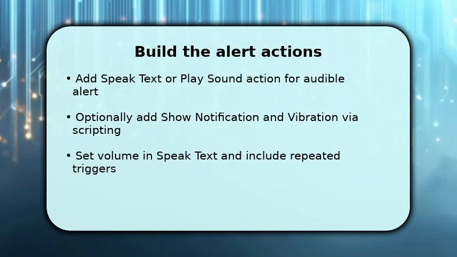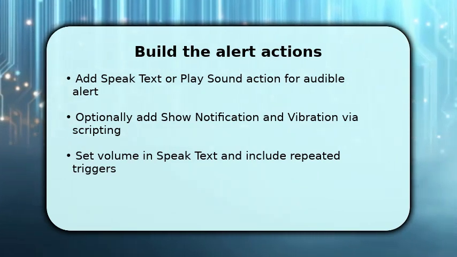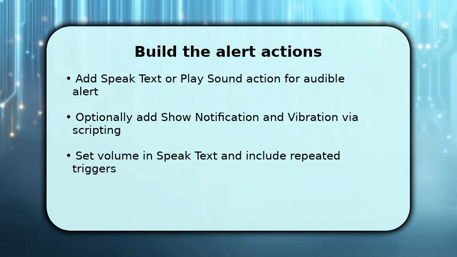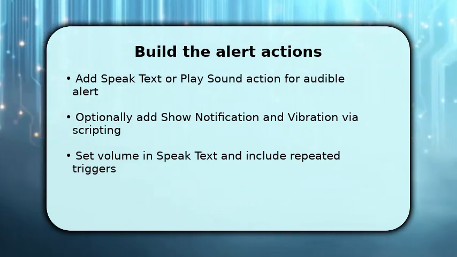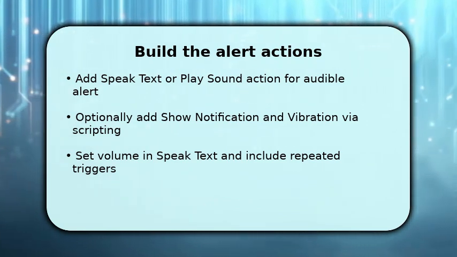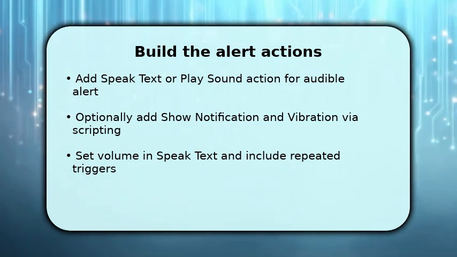Add a speak text action and type a clear alert like battery below 20%. Set voice and volume so you hear it even when muted. Then add play sound if you prefer a tone, choose a loud file or system sound. For redundancy, add show notification with the same message so the visual appears on screen. Once these actions are stacked, tap Next.